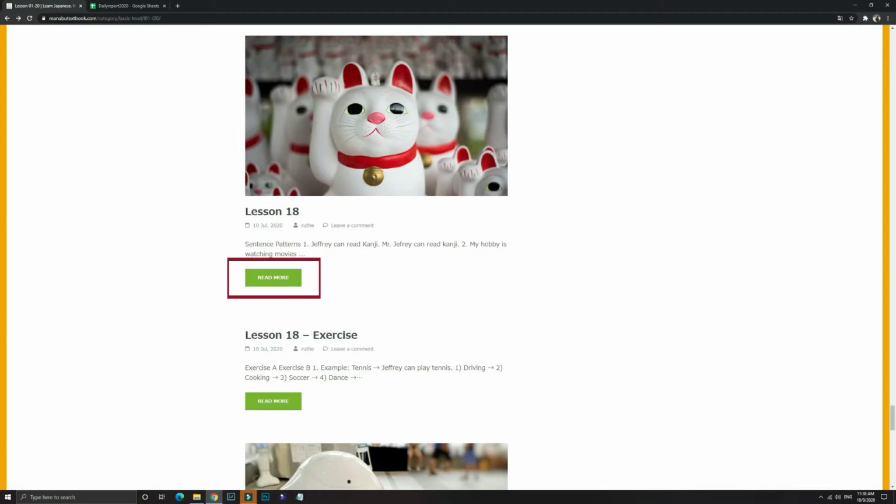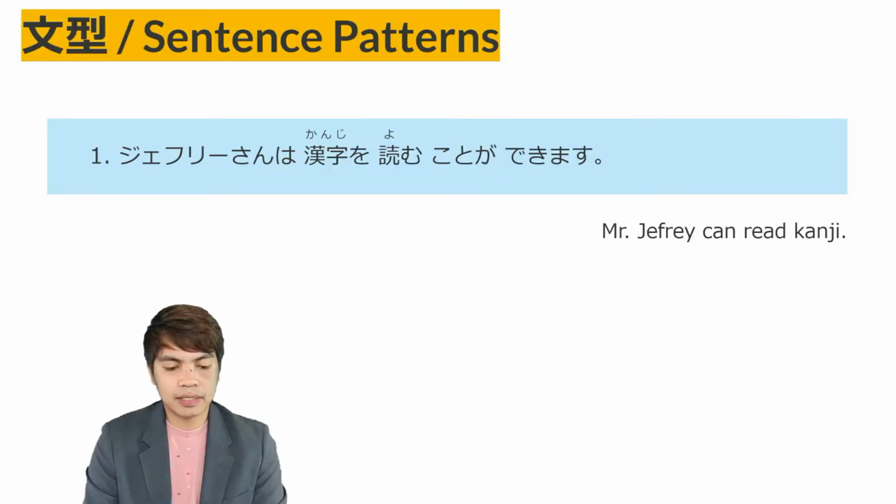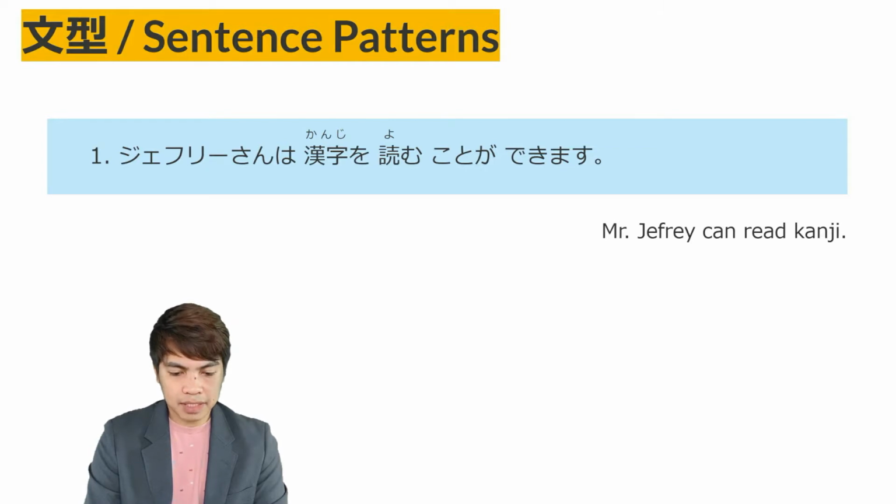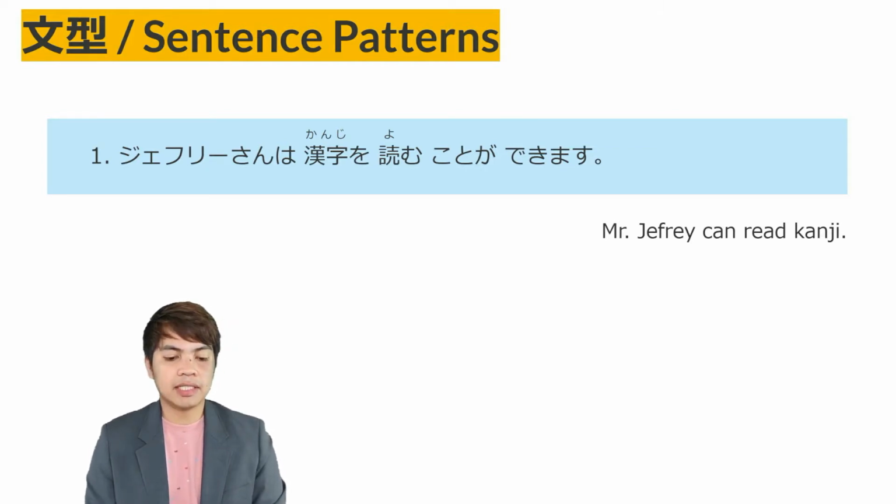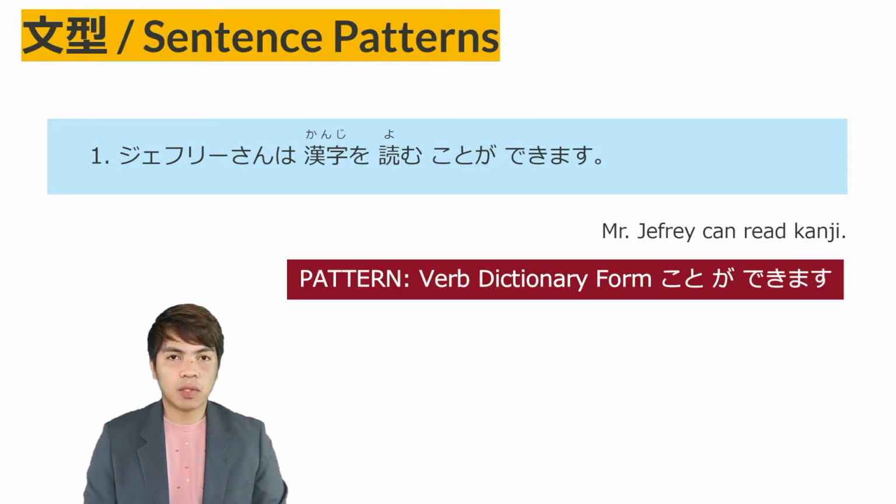So for the lesson 18 sentence patterns, let's read number 1. Jeffrey sang wa kanji o yomu koto ga dekimasu. So the pattern for this sentence is verb dictionary form koto ga dekimasu.